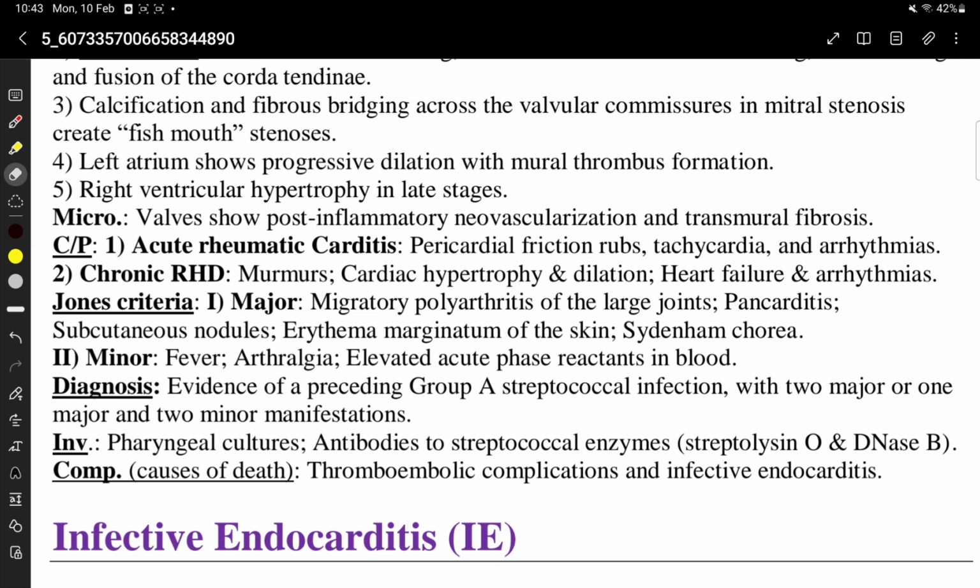Investigation: pharyngeal cultures and antibodies to the streptococcal enzymes, that is streptolysin O, and antibodies to the streptococcal enzyme DNase B. Complication: thromboembolic complications with infective endocarditis.